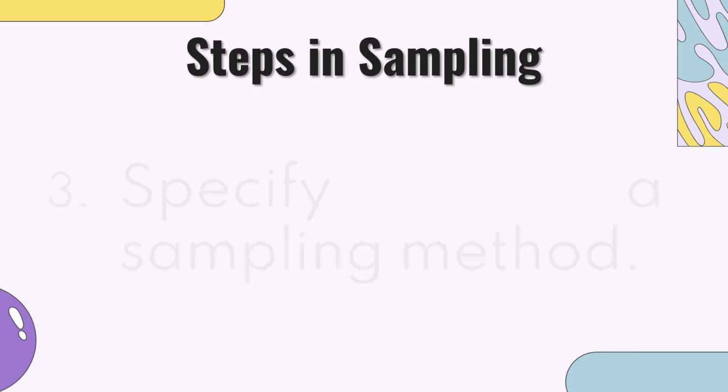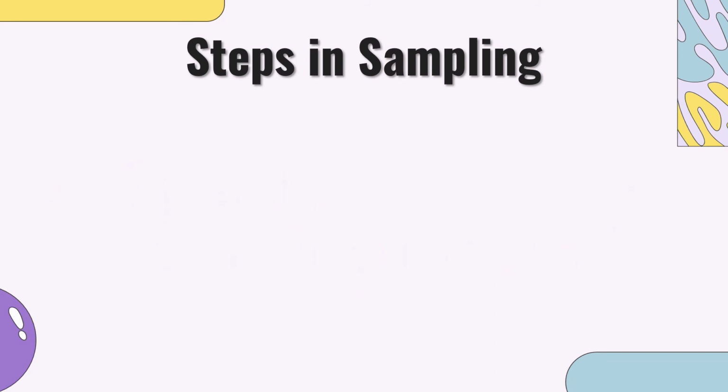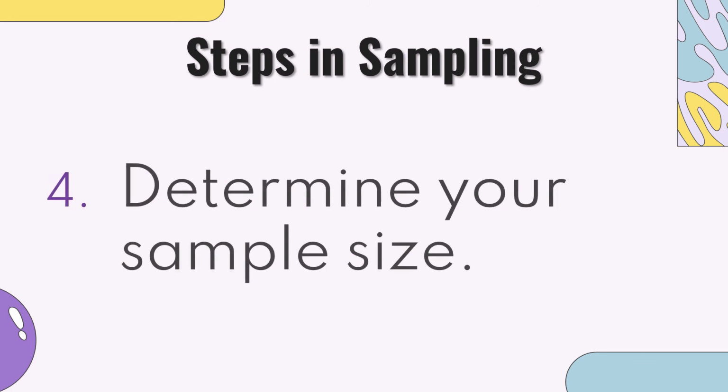The third step is specify a sampling method. There are many types of sampling method for qualitative research. There are some which are the most common and easiest sampling method to be used. You can either choose one method to use or have a mix of two or more methods. The fourth step is determine your sample size. There can be two approaches to determine your sample size.